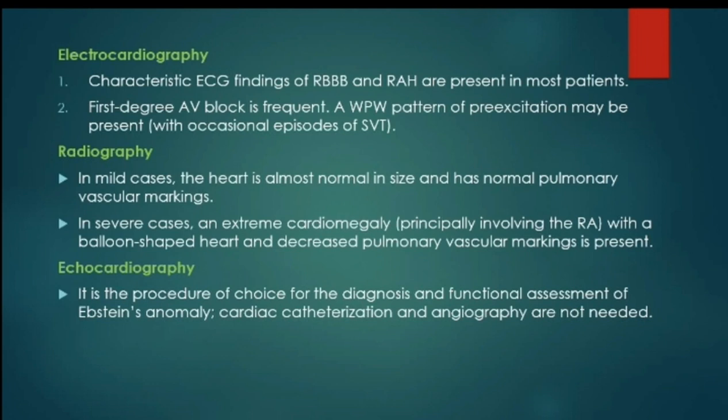Chest X-ray may not show changes in mild cases. However, in severe cases, there is extreme cardiomegaly due to hugely dilated right atrium, and in such case, usually there is decreased pulmonary vascular markings. Echocardiography is the procedure of choice for the diagnosis and assessment of Ebstein anomaly. Cardiac catheterization is not needed.